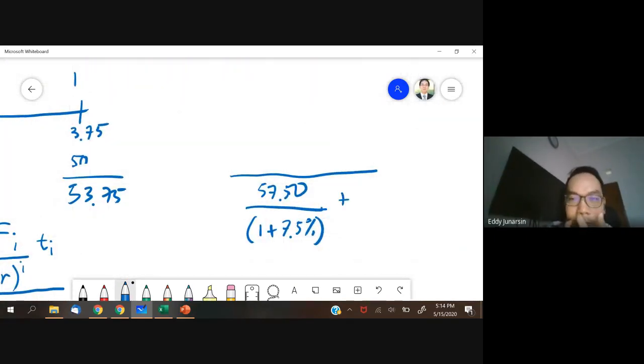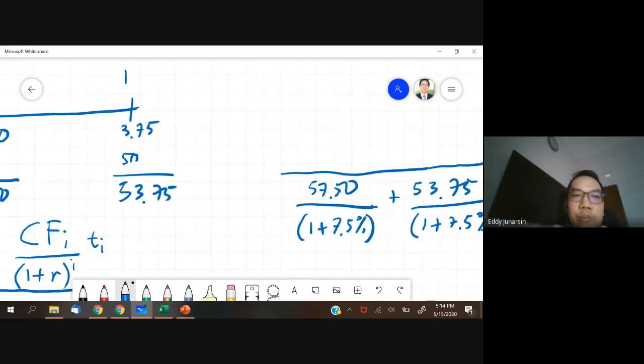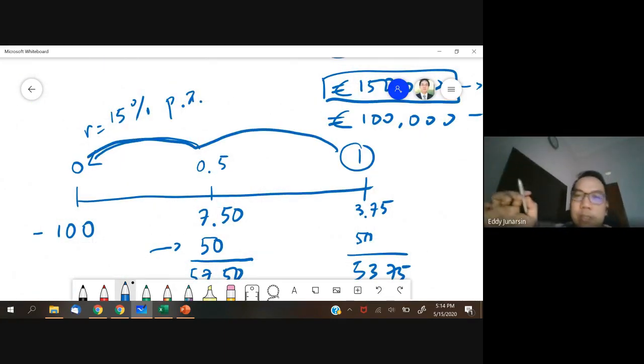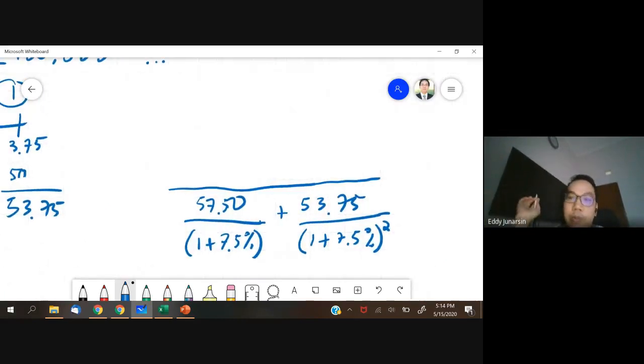Plus the second cash flow, 5375 divided by 1 plus 7.5% to the power of 2. Why 2? Because there are two movements, from here, 1, 2. Two moves. So that's why it's to the power of 2. Okay, and then we can do it in Excel.